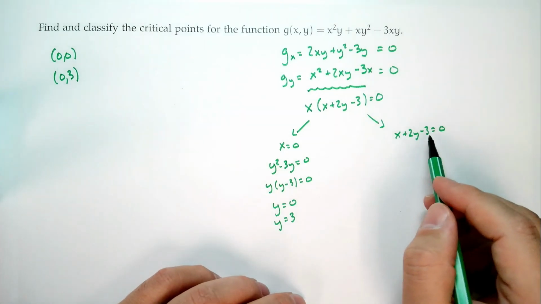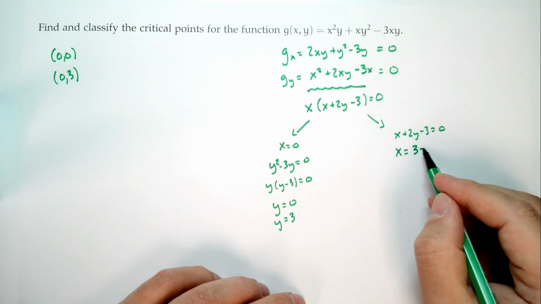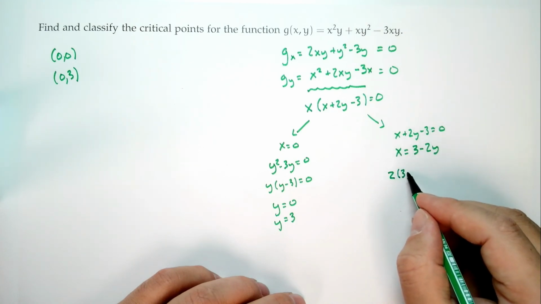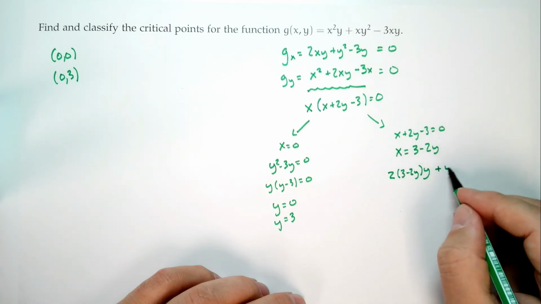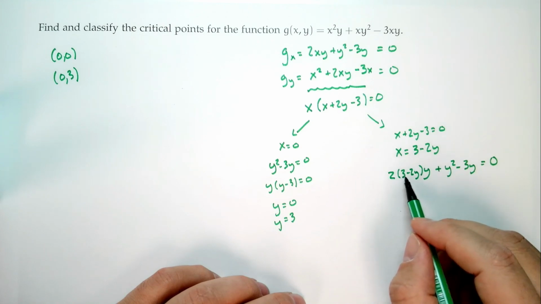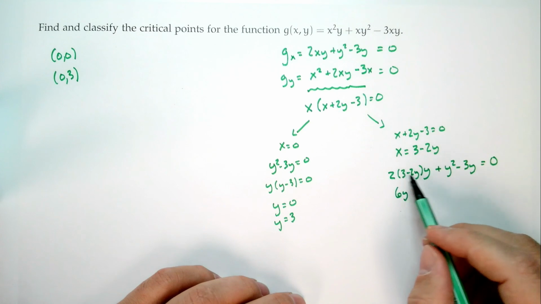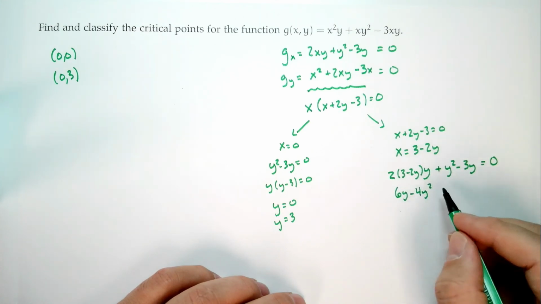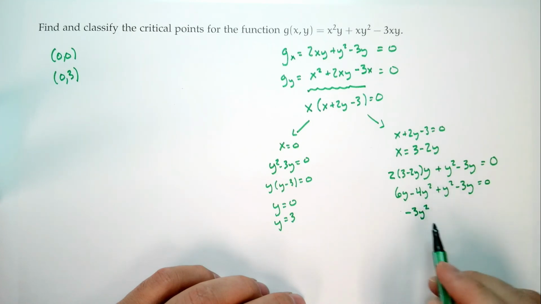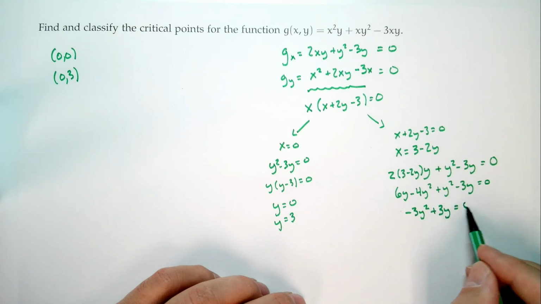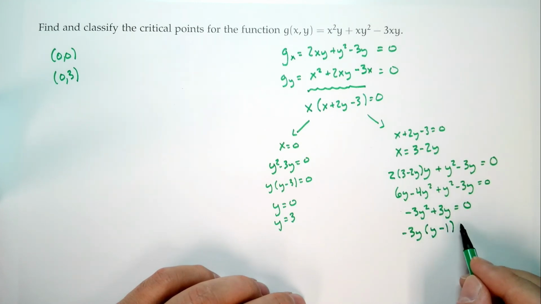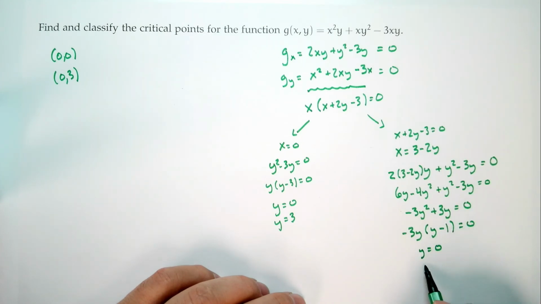Now, what if x plus 2y minus 3 equals 0? Another way to write this is that x is equal to 3 minus 2y. So wherever we see an x, we're going to replace it by 3 minus 2y. So 2 times (3 minus 2y) times y plus y squared minus 3y equals 0. We'll multiply this out. 2 times 3 times y is 6y. 2 times minus 2y times y is minus 4y squared, plus y squared minus 3y. These combine to minus 3y squared, and then plus 3y equals 0. If we factor out a minus 3y, we're left with minus 3y times (y minus 1), so that y is either 0 or y is 1.